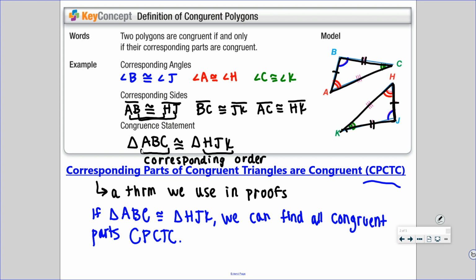We also use this in the converse. If we could show all the corresponding angles and sides are congruent, then we could conclude the triangles are congruent. You could technically use this theorem, I'm okay with using that, or you could just say definition of congruent polygons, because this works for all polygons. That if all the corresponding angles and sides are congruent, so are the polygons.